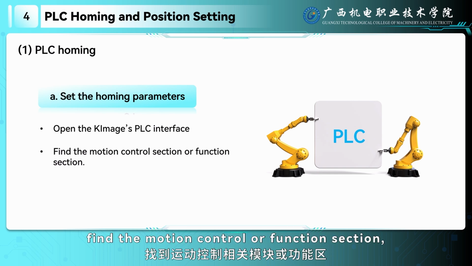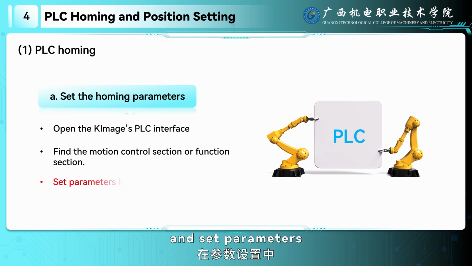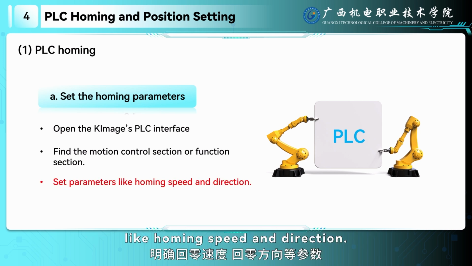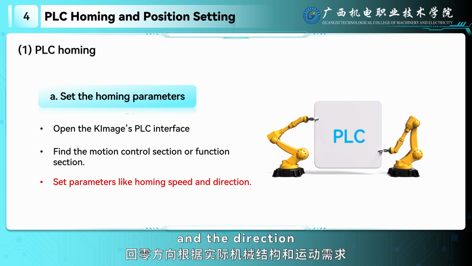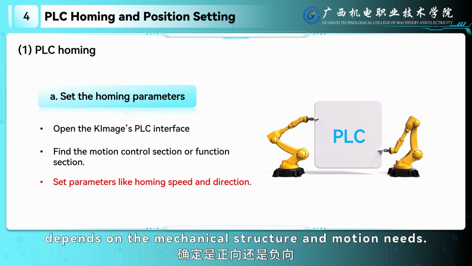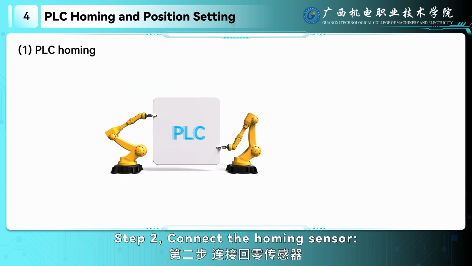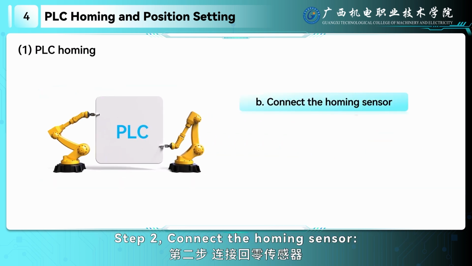Find the motion control or function section, and set parameters like homing speed and direction. For example, the speed could be 500 millimeters per minute, and the direction depends on the mechanical structure and motion needs. Step 2. Connect the homing sensor.